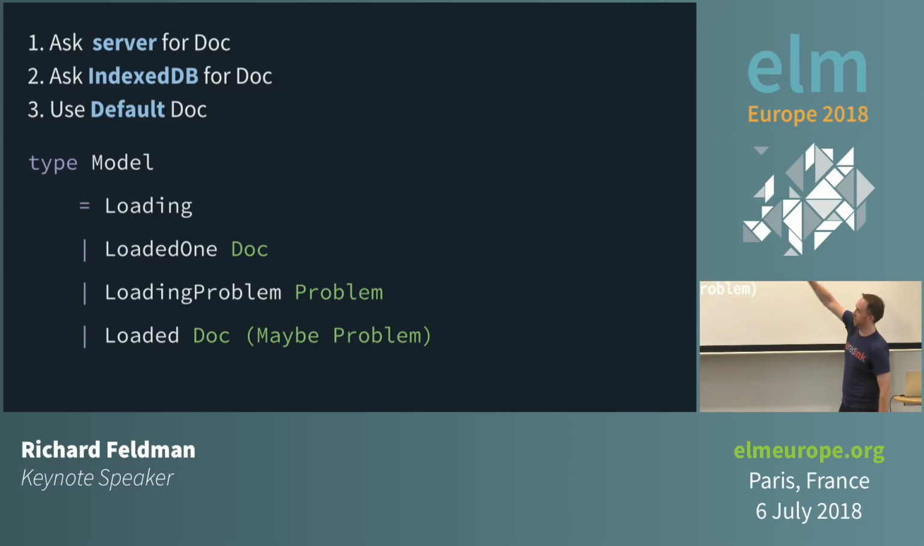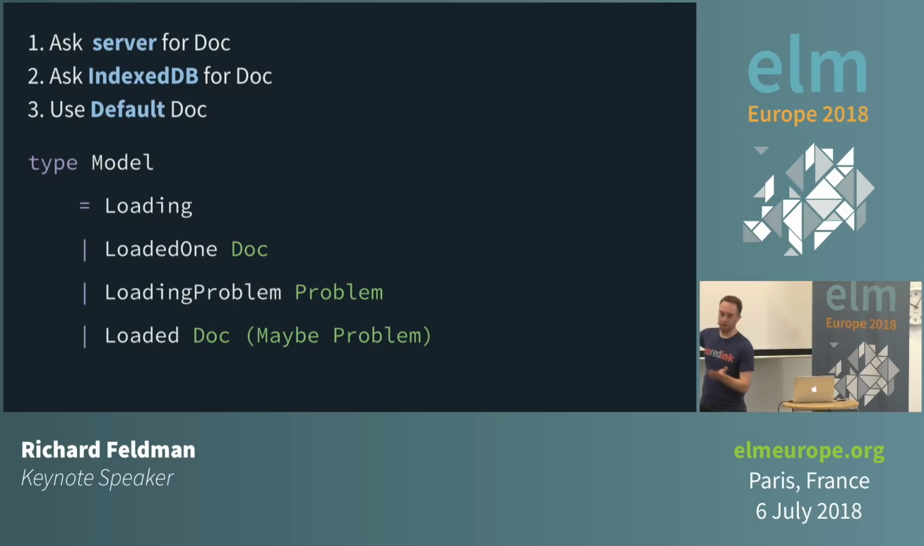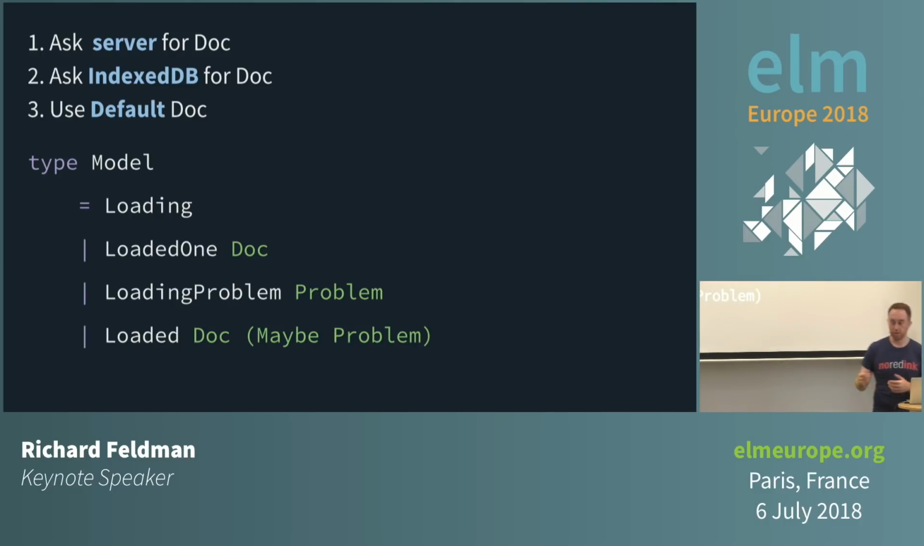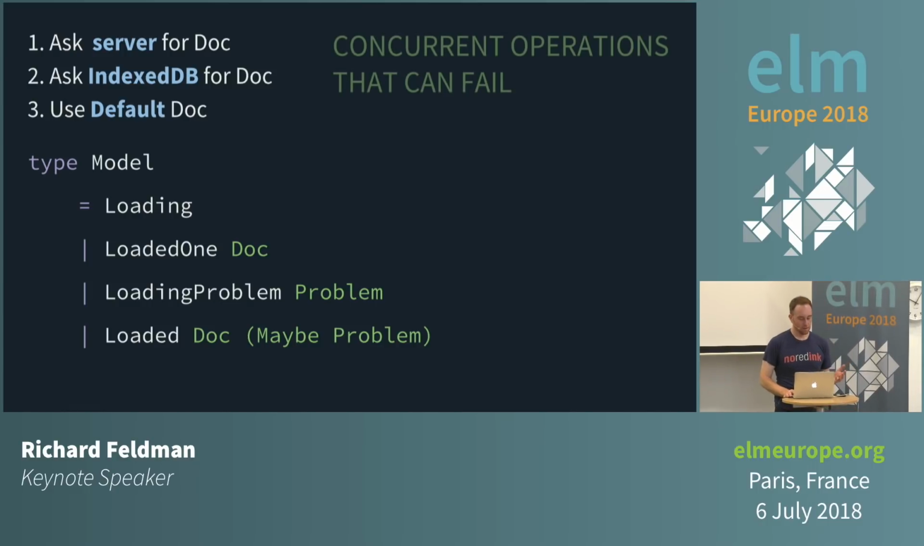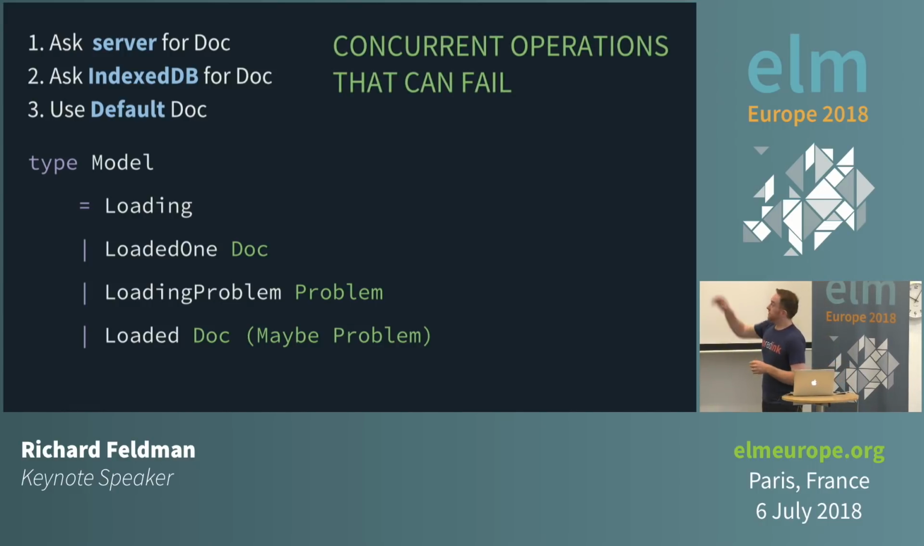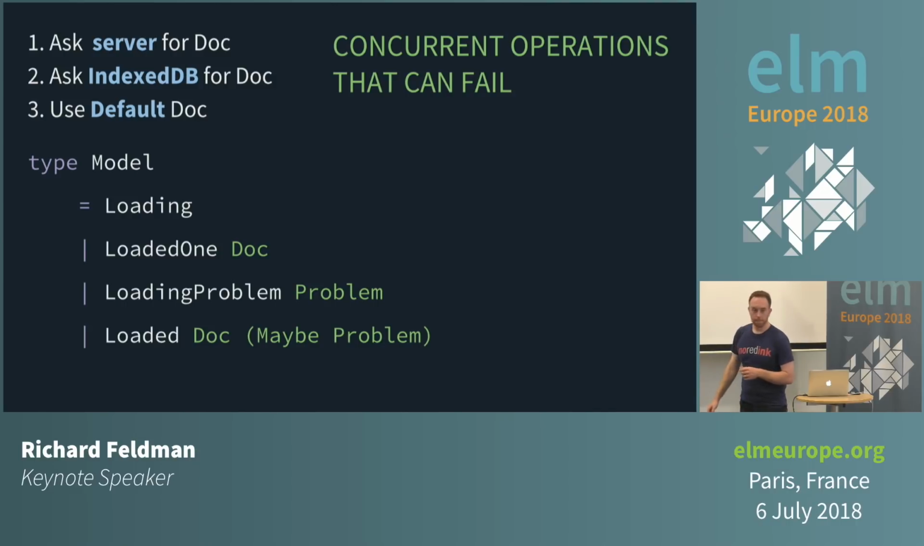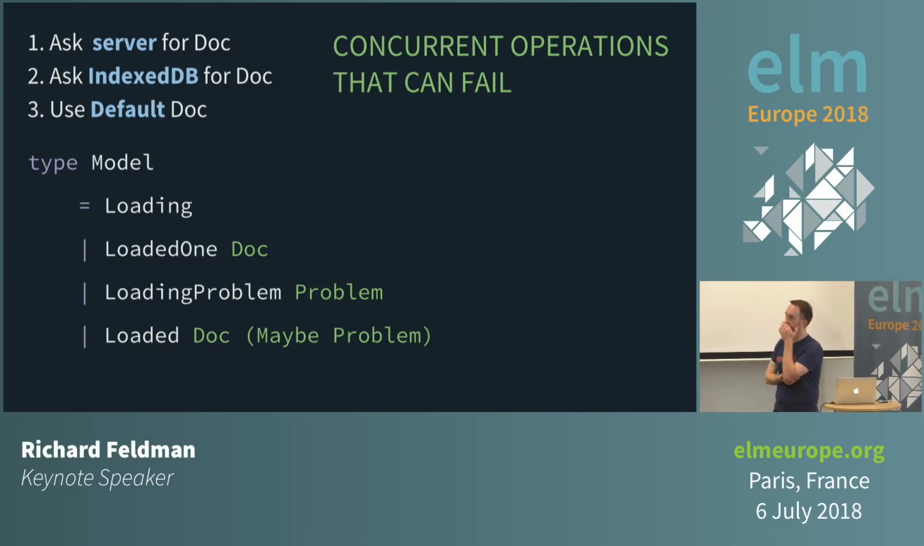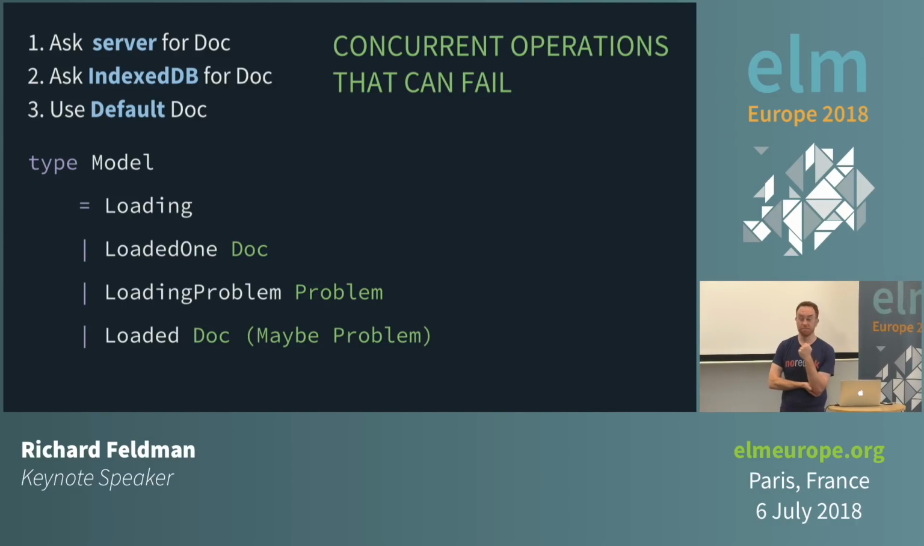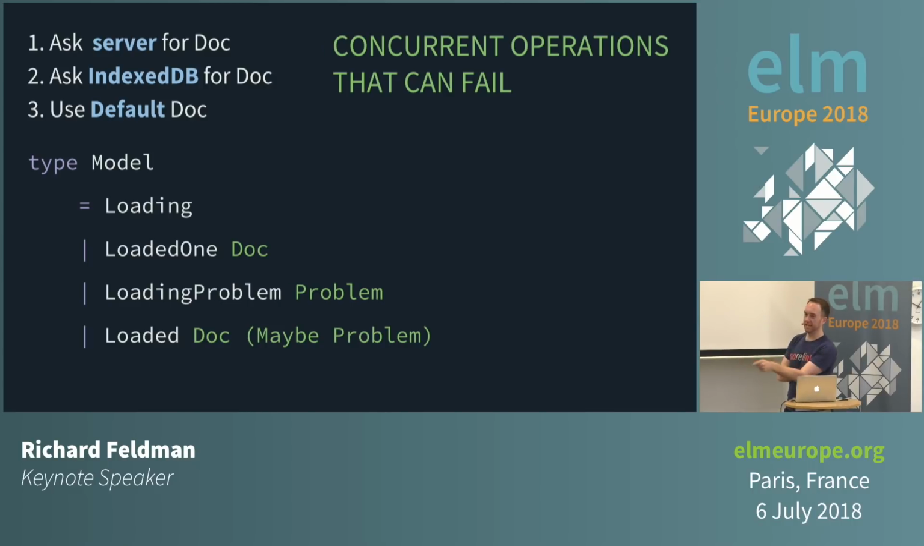I'll say, so I've got my 3 different loading states, and then once I have loaded the doc, I maybe had a problem along the way, which I'll tell the user about. And then when the user dismisses it, I'll change the Maybe to a Nothing. OK, cool. So we've still got these concurrent operations that can fail, but do we have a race condition? Can we have a race condition? How would I model a race condition using this? How would I possibly get into a state where I'm going to be surprised about what gets loaded?